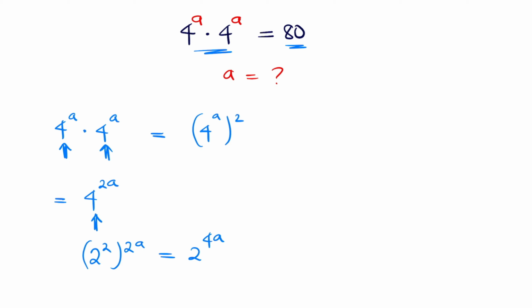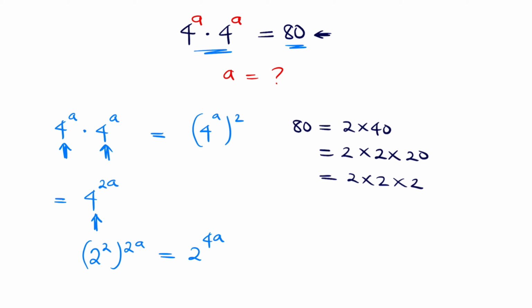Now let us go to the expression on the right hand side, which is 80. If we look at 80, we can break this down into 2 times 40, which can also be broken down into 2 times 2 times 20, also broken down into 2 times 2 times 2 times 10, and then we can also say 2 times 2 times 2 times 2 times 5, meaning 80 is equal to 2 raised to power 4, which is 16, then times 5.